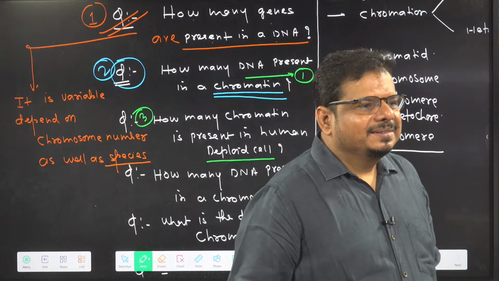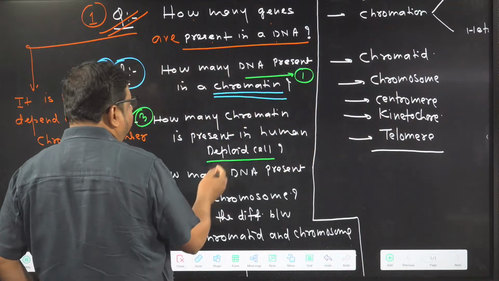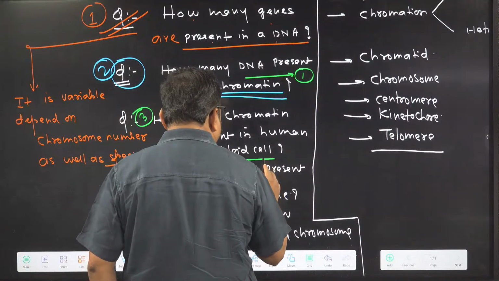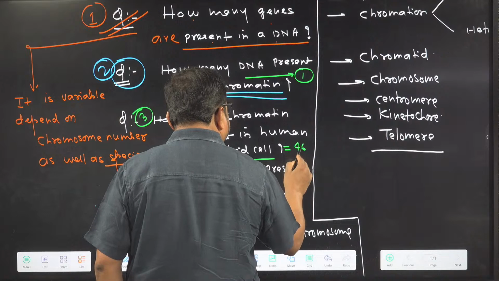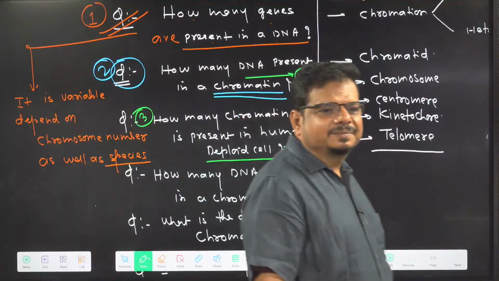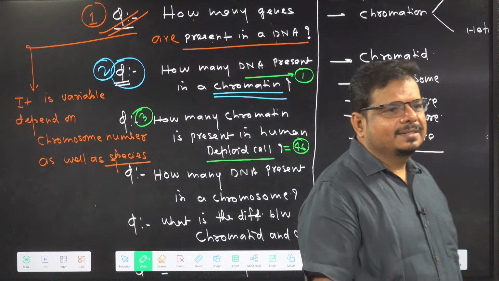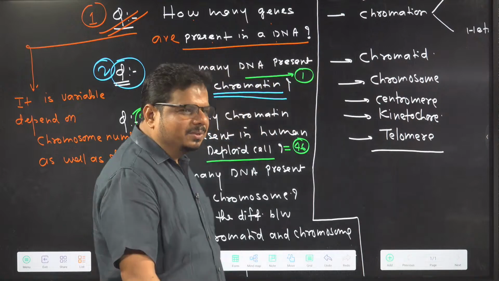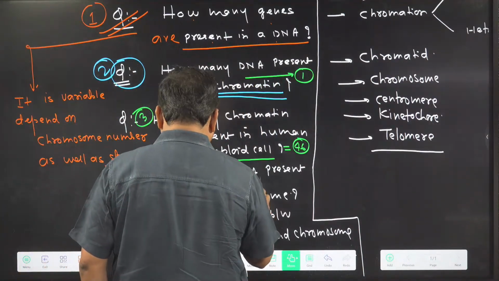Got the idea? The question here is how many chromatin is present in a human diploid cell? The correct answer of this question is how much? 46. I will explain it also. Right? The correct answer of this question is 46. I will give you the explanation of this question also. Right? Next question I ask.